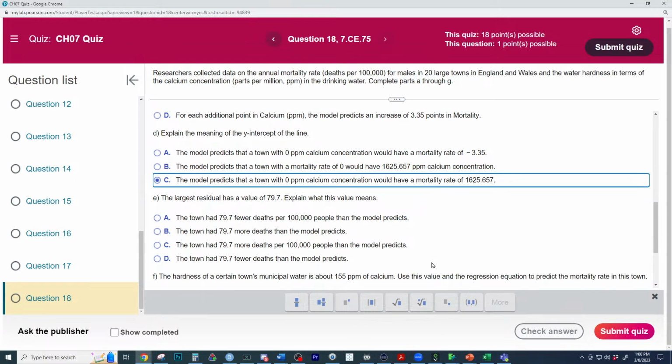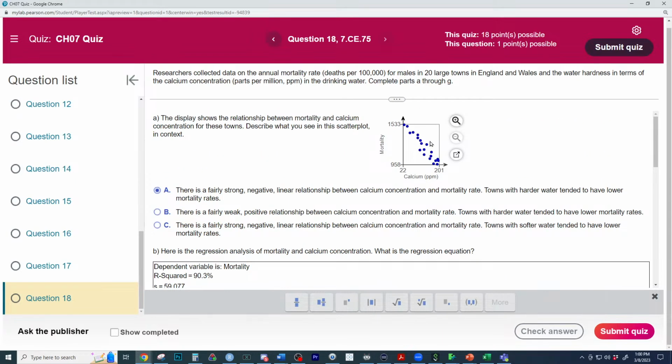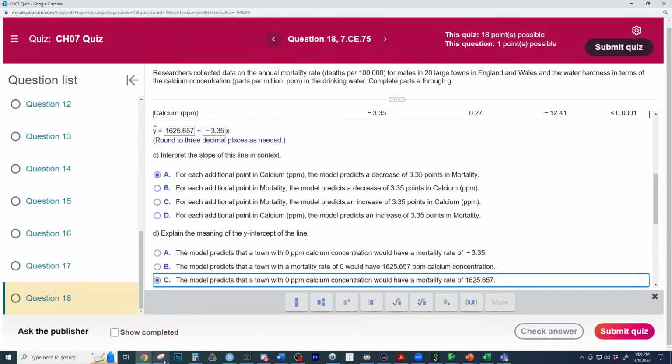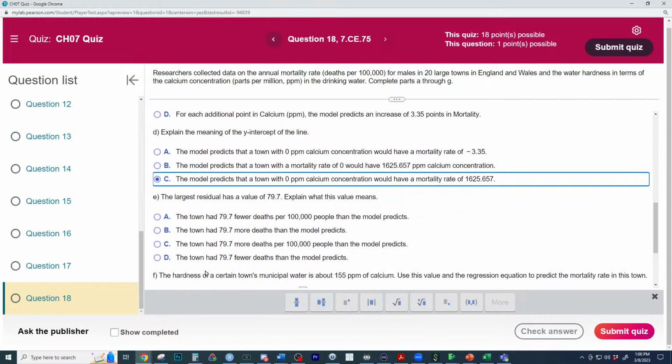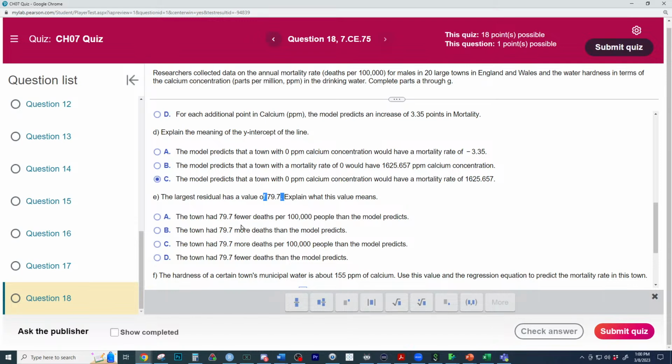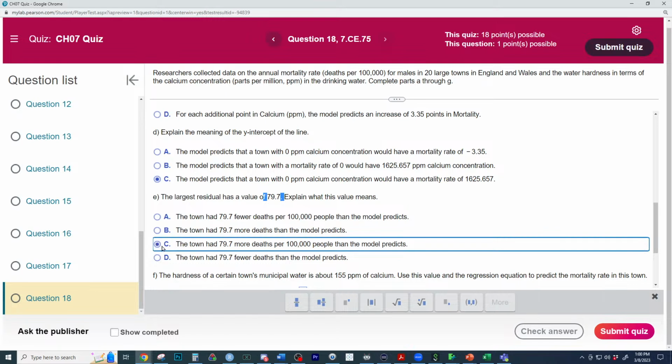The largest residual is the point furthest away from the model. So it's going to be a point way above the model if the line's going through. The point way above the model has the largest residual. And with the largest residual, it means that they are above. A positive residual means above the prediction. So the town had this many more deaths than the model predicts. And they are giving context by saying per 100,000.